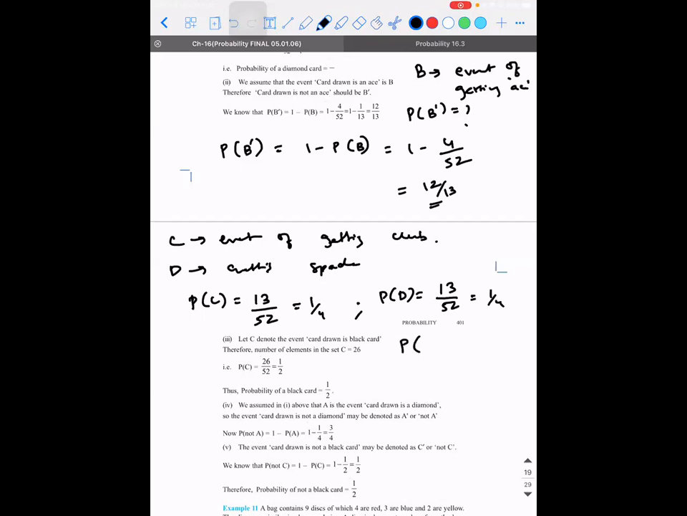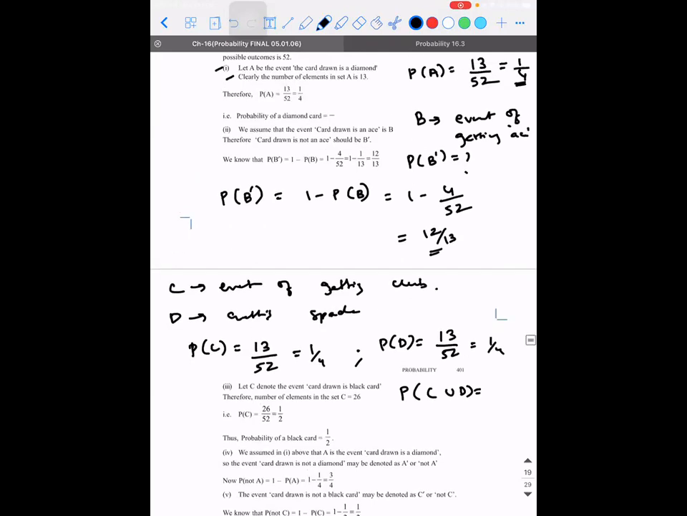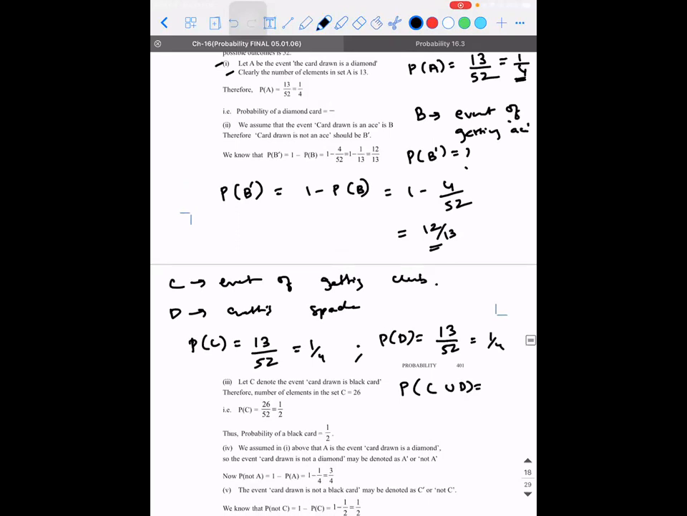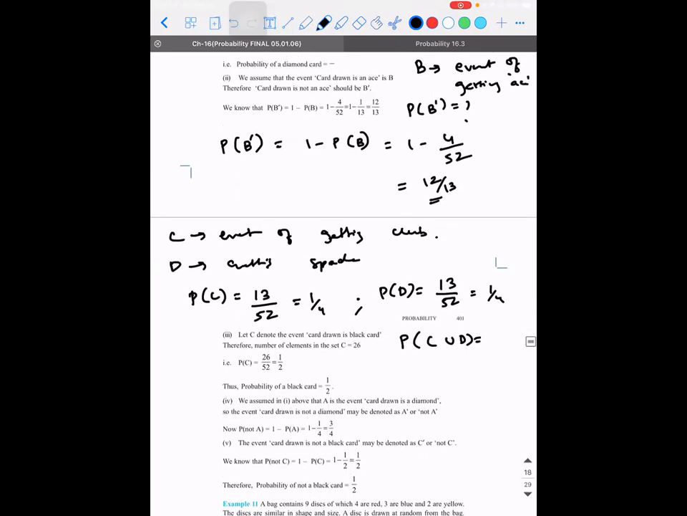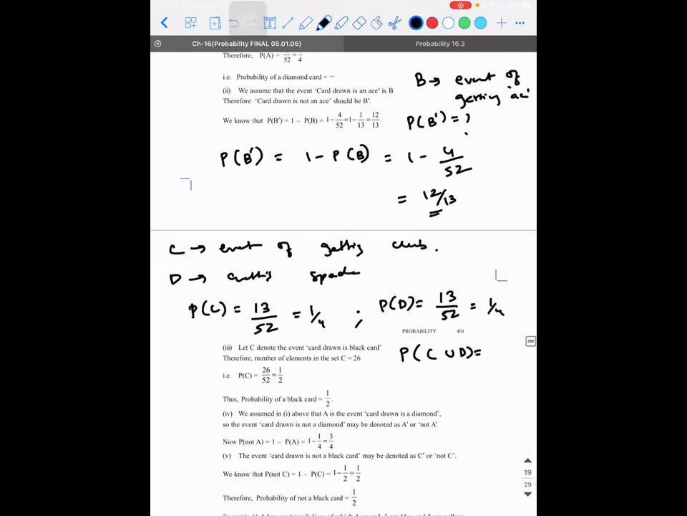They are asking probability of getting club or spade. Okay, 1 by 2. But okay, it's not 1 by 4. So yeah, it is 1 by 2 actually.